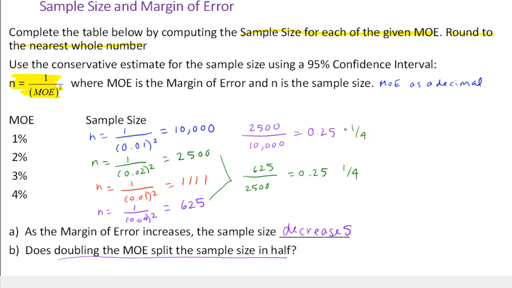I'm not going to do it here, but you can compute this algebraically if you enjoy algebra and you like a fun problem. Okay, so doubling the margin of error does not split the sample size in half. So the answer is no. We could say that it splits it into a quarter, but we'll just leave this general result. The important idea here is that these are not proportional in the sense that doubling in one direction gives you the same doubling in the other direction.